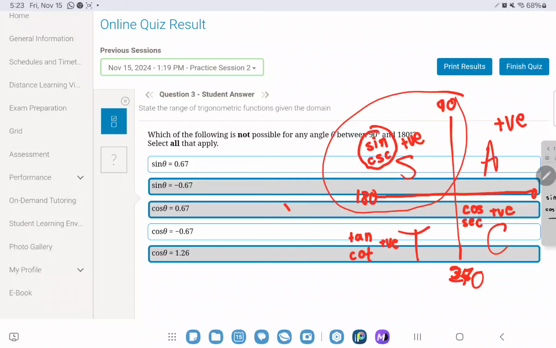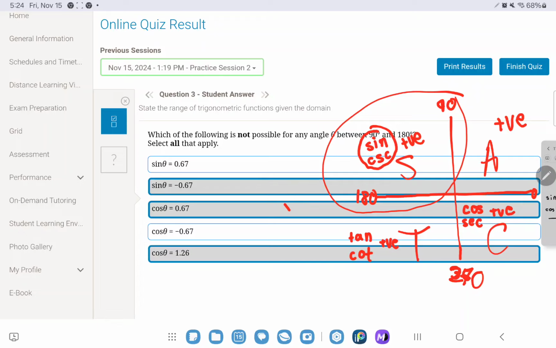And by the way, cosine of an angle between 90 and 180 and sine of an angle between 90 and 180 is always less than 1. I don't know how to write it for you, just memorize it. So anytime you want to find the cosine or sine of an angle between 90 and 180, it's less than 1.